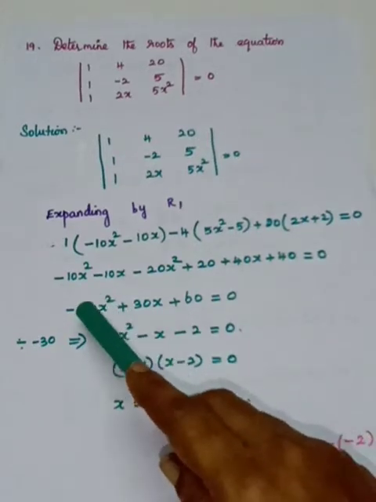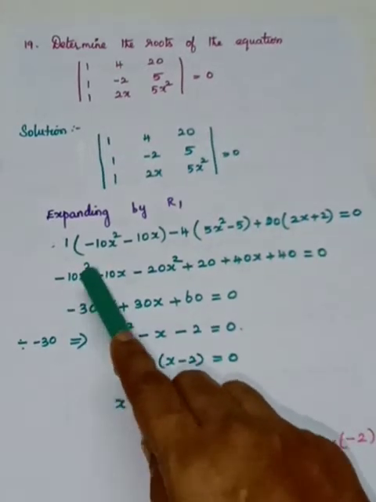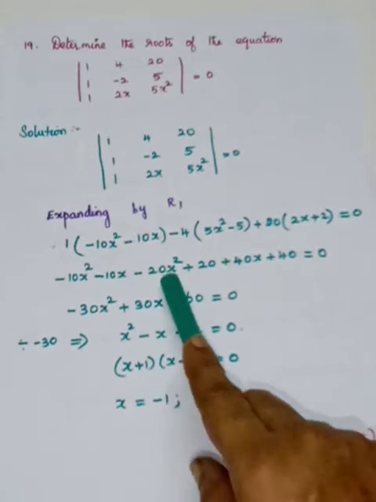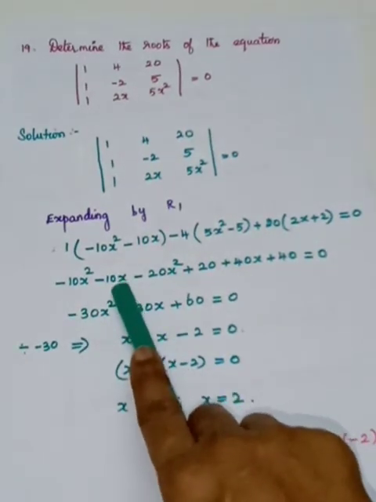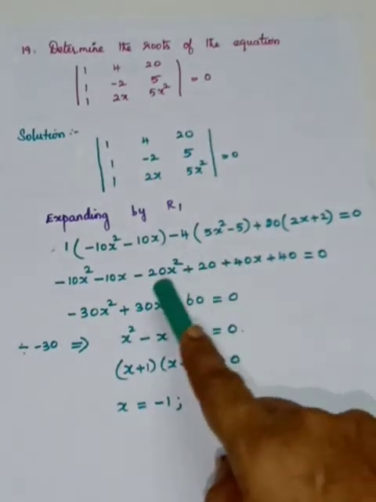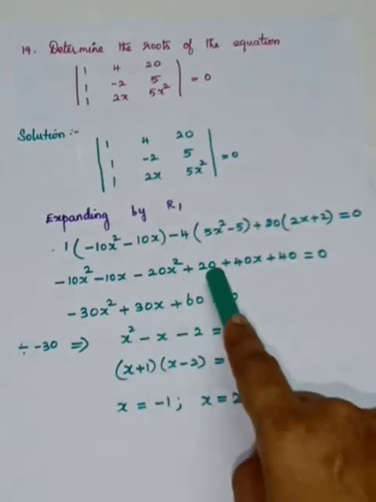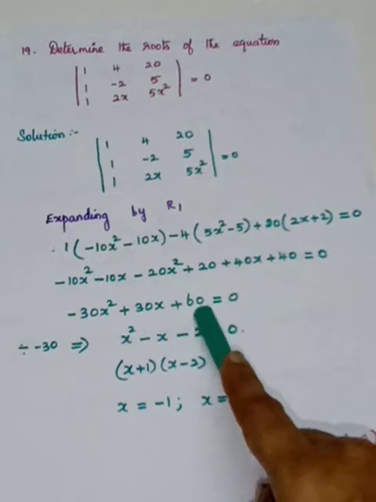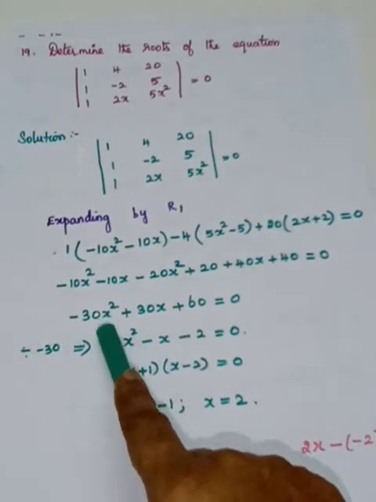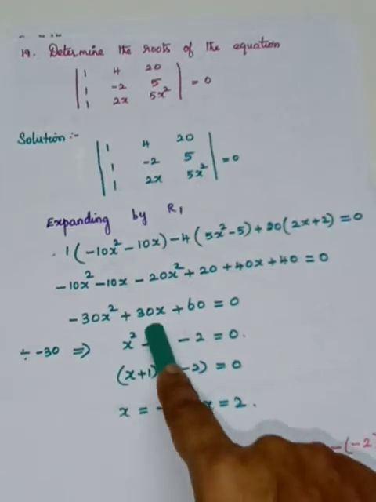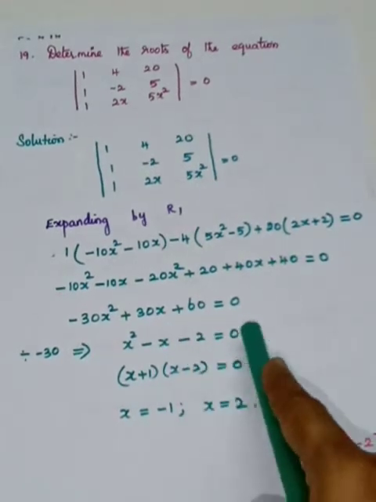So you group the terms of x squared. Minus 10x squared minus 20x squared is minus 30x squared. Next group the terms of x. Minus 10x plus 40x is plus 30x. And the constant 20 plus 40 is 60. So it can be divided by minus 30. So you will get x squared minus x minus 2 is equal to 0.